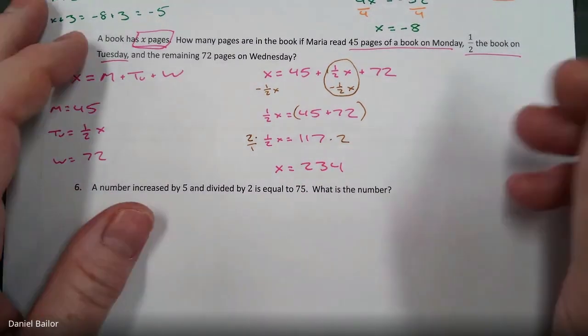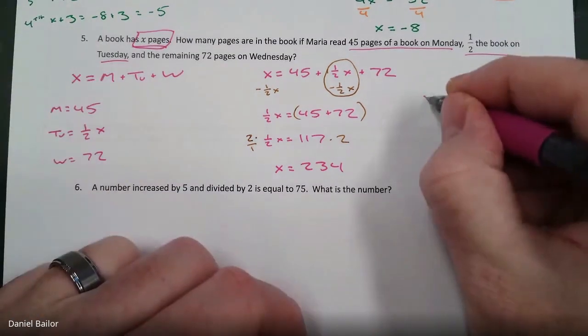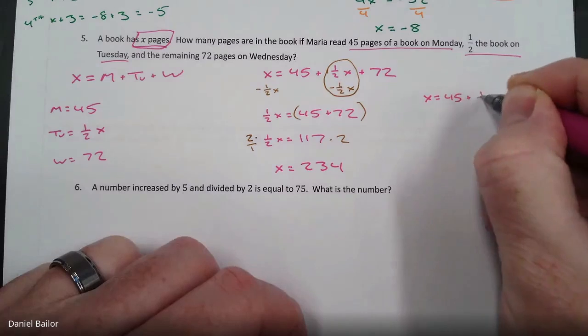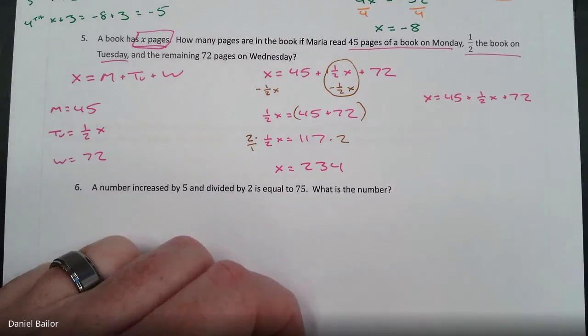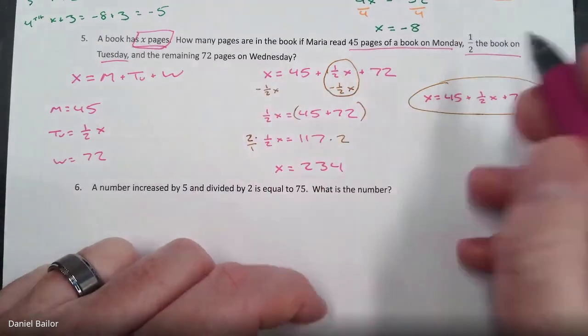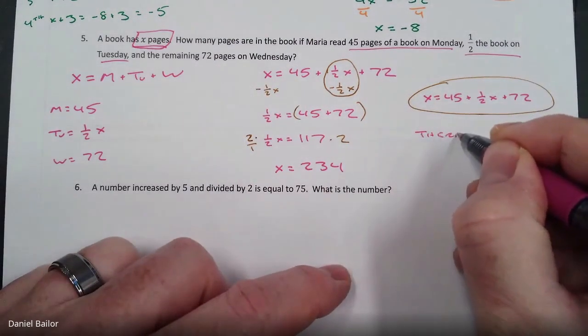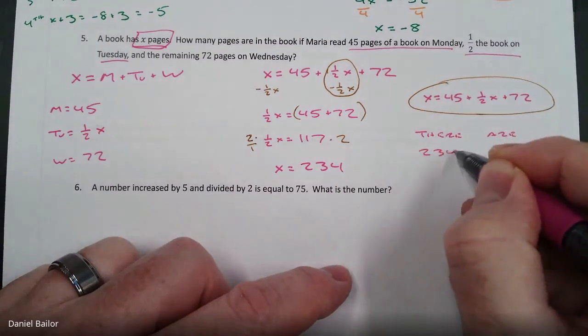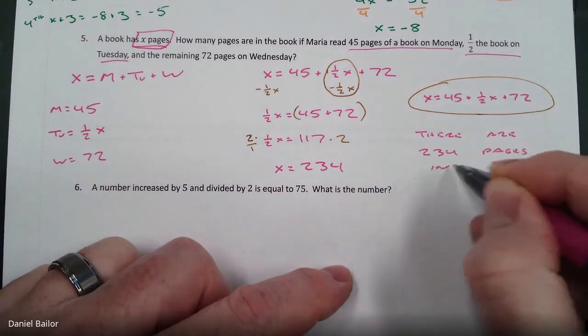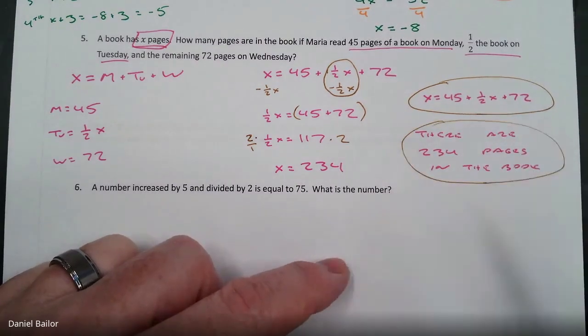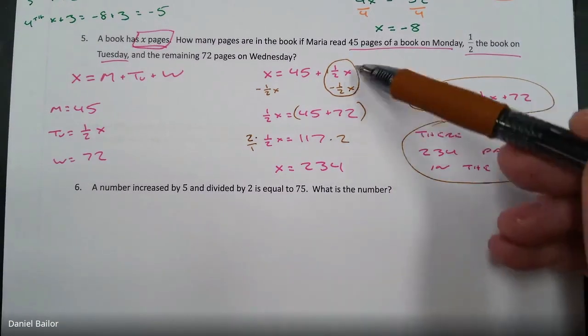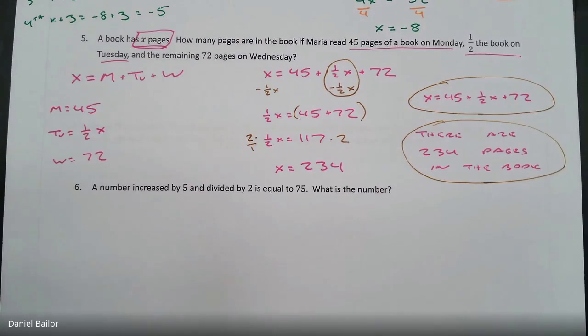So the equation we used was x equals 45 plus 1/2 x plus 72. And that's the equation. So that's the first part of our answer. Second part is how many pages are in the book? There are 234 pages in the book. And that's the answer in context. So, equation, work, answer in context. All three things that I'm looking for.